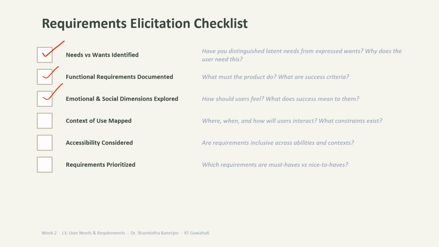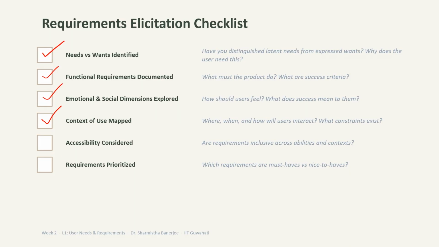The fourth one is the context. Are you able to map the context or not? Which will be about where, when, and how users will interact with whatever you're trying to design. What constraints exist in that particular context? Next is accessibility considerations. Are requirements inclusive across different kinds of abilities and contexts? And are you able to capture them through your user research or not?